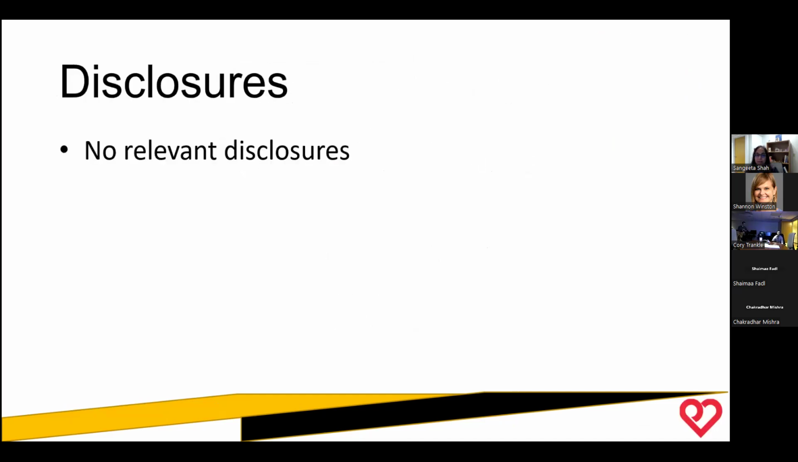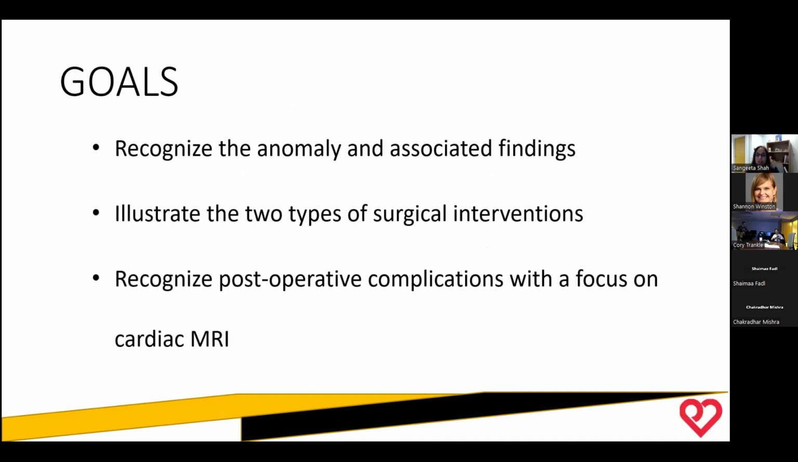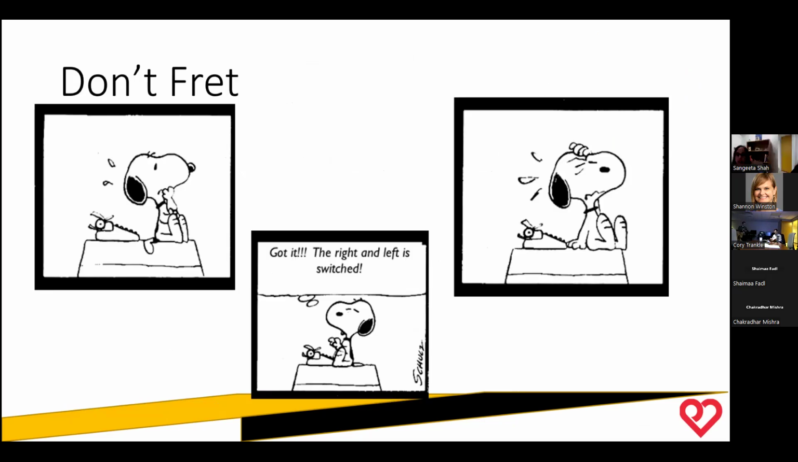I have no disclosures. So what we're going to talk about today is how do you recognize the anomaly, specifically DTGA, detransposition of the great arteries, know its associated findings, illustrate the two types of surgical interventions, which Dr. Fadl and I have split up, and then recognize the post-op complications in these adults with a focus of cardiac MRI and how it helps.